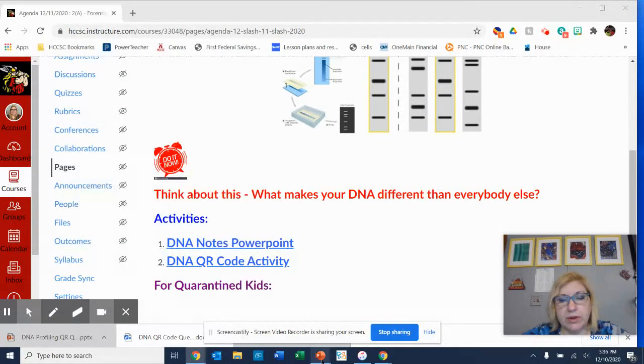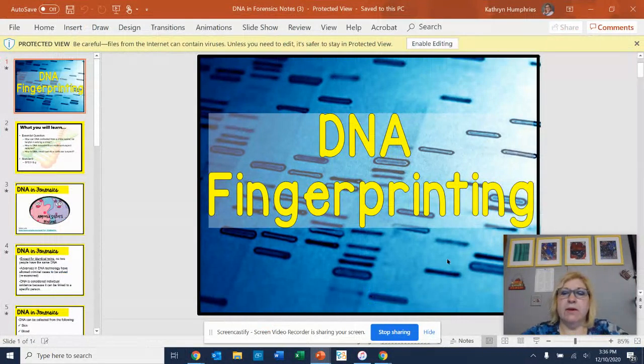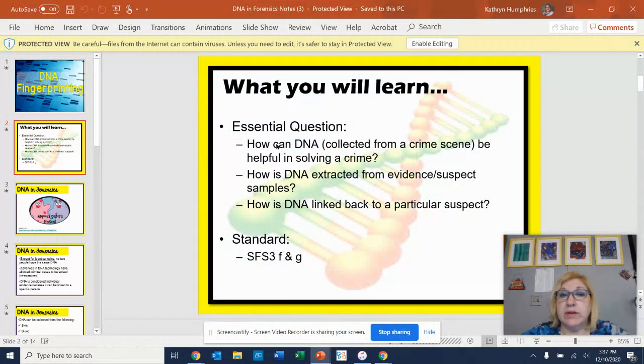I will explain all of that momentarily. First, let me pull up the notes. Here we go. So first, we're going to learn how DNA can be collected from a crime scene, how it can be taken from a suspect, and then how you can link it back to the particular suspect. To be able to do that, you'll need some background information.